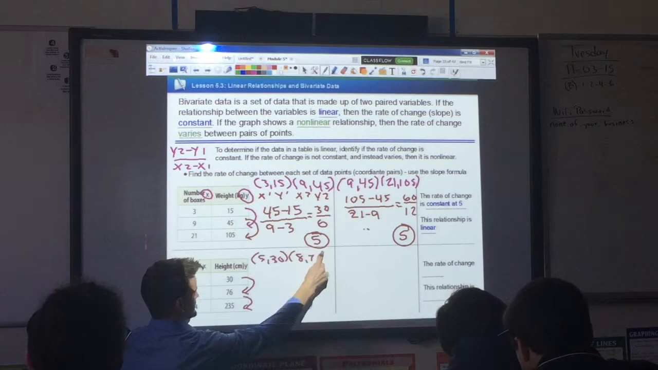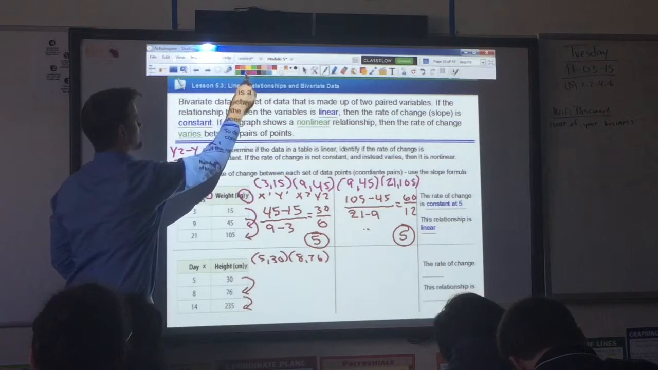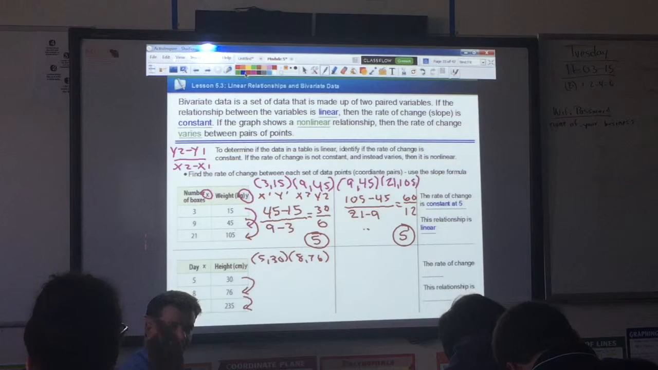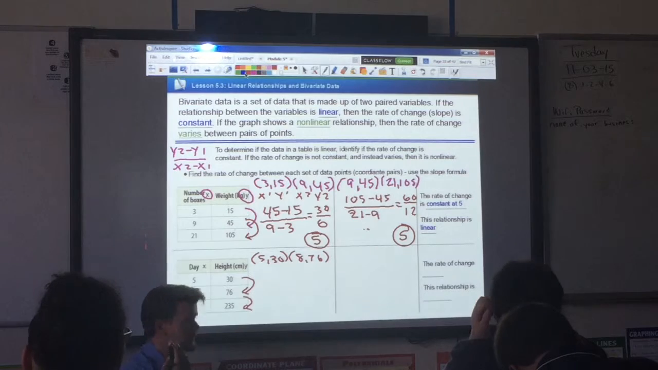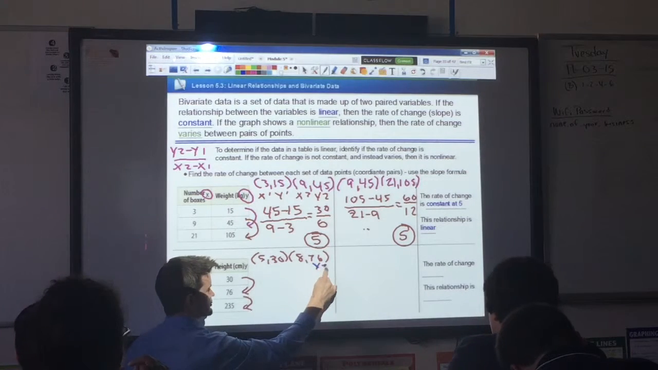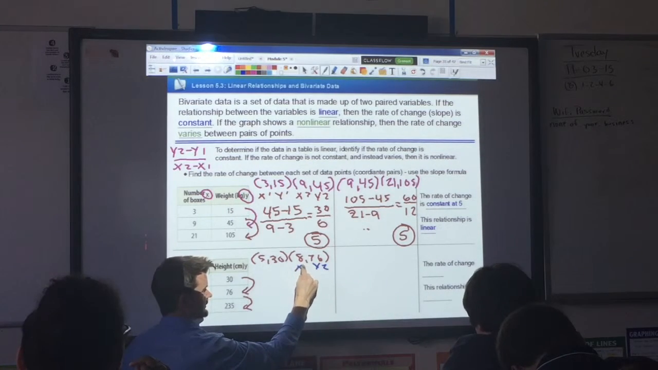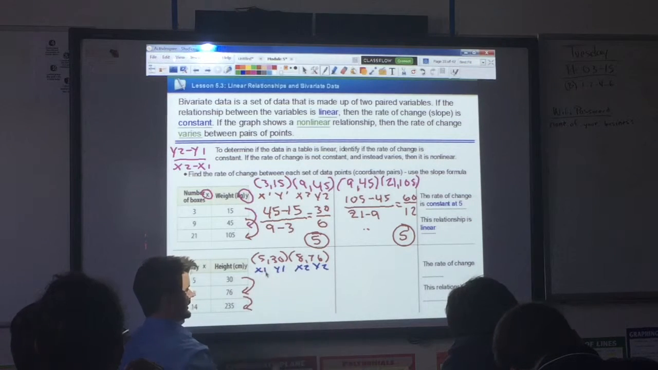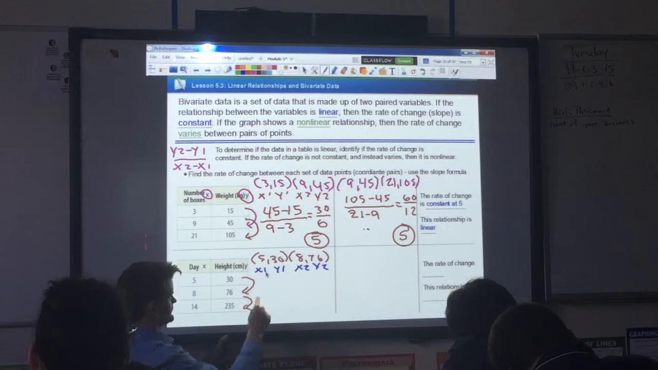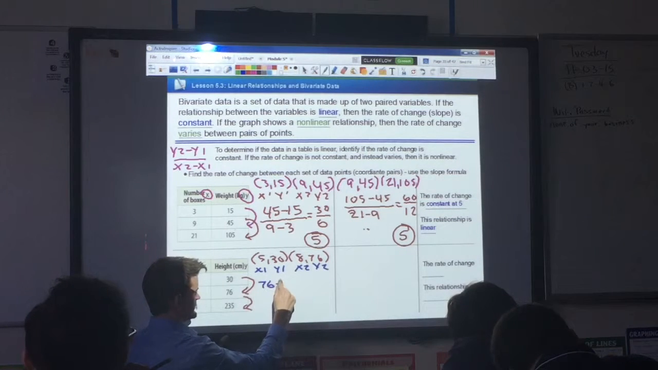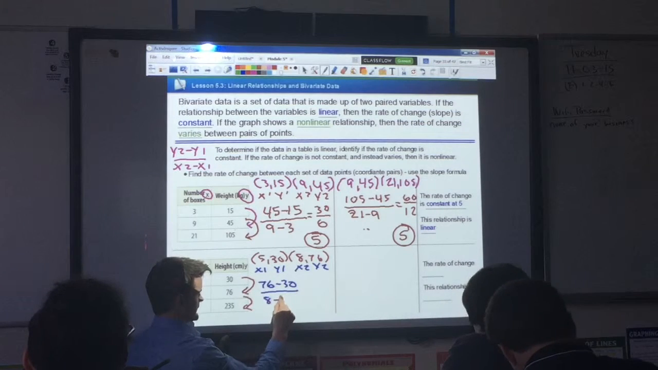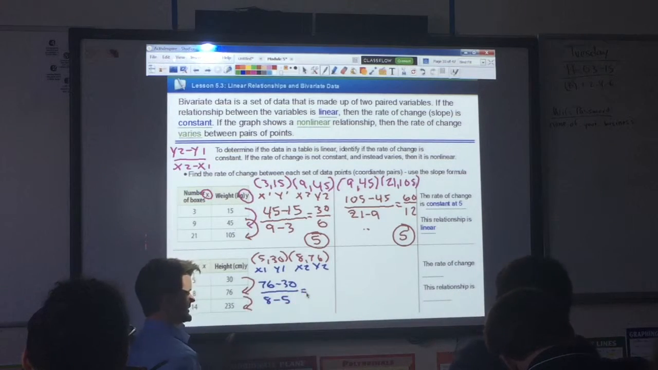76. 8, 76. Good. So what is going into my formula? Okay, 76 is your y2. This is my y2, which means that this is my x2. This is my y1, and this is my x1. Okay, and then substitute. What are we writing? 76 minus 30 over 8 minus 5. And what is 76 minus 30?